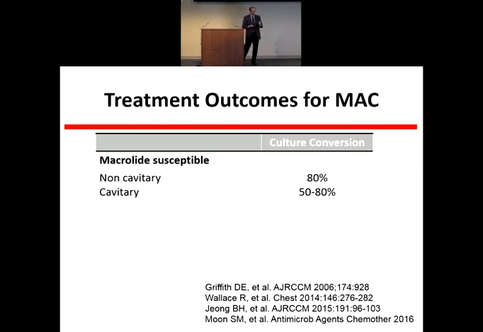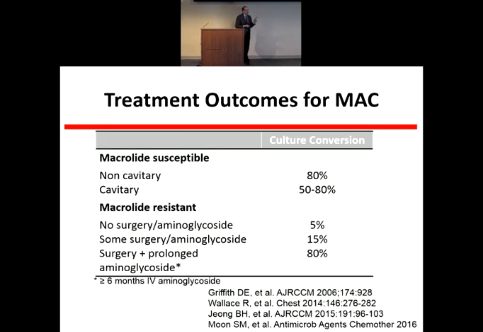If they're macrolide susceptible, they have non-cavitary disease, turns out 80% will convert. You will get culture conversion up to a year. We don't have a lot of data beyond that. Cavitary disease, not surprisingly, they have lung destruction. Their cure rates are lower. They vary between 50 and 80%. But here's the shocker. If they have macrolide-resistant disease and you don't resect the lung and you don't give them IV aminoglycoside, culture conversion, 5%.